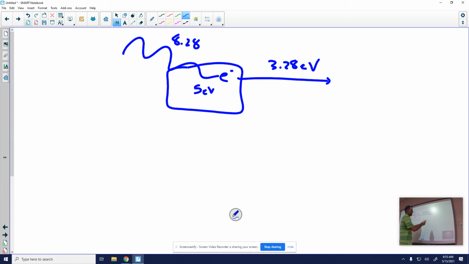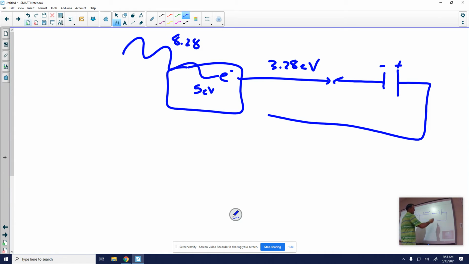Right, so my electron's leaving, and let's say I want to try to stop it by applying a voltage against it. Here's my electron moving along, and I'm going to try to stop it by using a negative. I need to use 3.28 electron volts to get that thing to stop. Or I'm sorry, 3.28 volts because it's one electron, and that will stop it. And so the stopping potential is 3.28 electron volts.